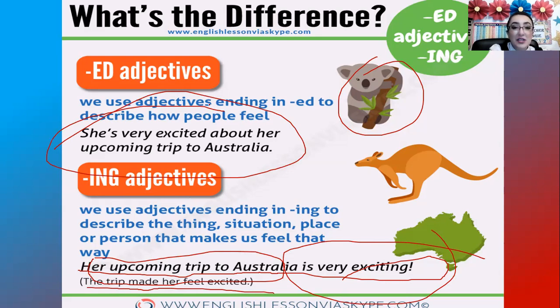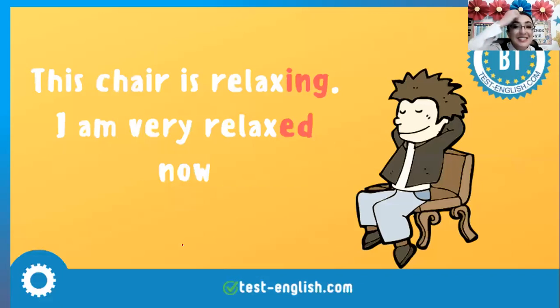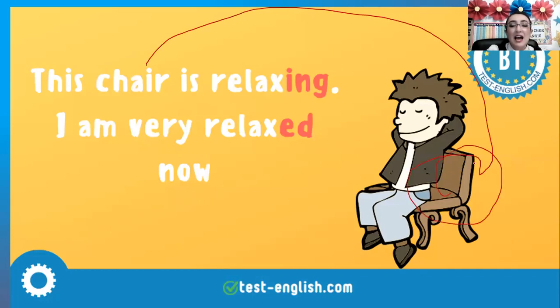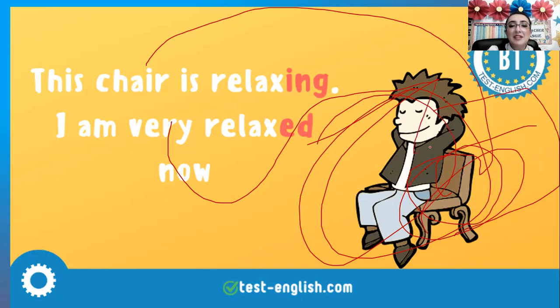That's how we are going to be talking. Here we are talking about her, and here we are talking about the trip. Aquí estamos hablando de ella, de la persona, y aquí estamos hablando del objeto, de la situación que la hace sentir así. This chair is relaxing. I'm very relaxed now. Can you see the difference? This chair is relaxing. I'm talking about the object. I'm very relaxed now. I'm talking about the person. Esta silla es relajante. Estoy muy relajado en este momento. No tienes que decir I feel. I'm relaxed.